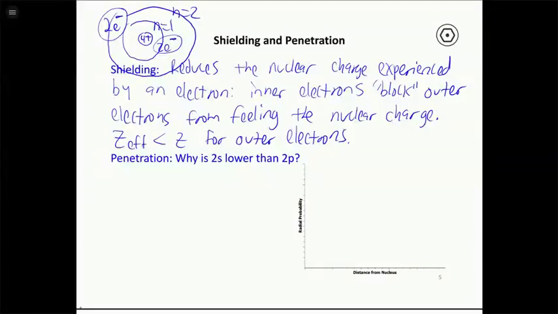So the idea here is that if we have 2s and 2p, we're drawing again the radial probability density, that 4 pi r squared psi squared term that we talked about last time, the probability of finding an electron at some distance from the nucleus. Because 2s is going to have 1 radial node, it's going to have this shape here that we talked about last time.